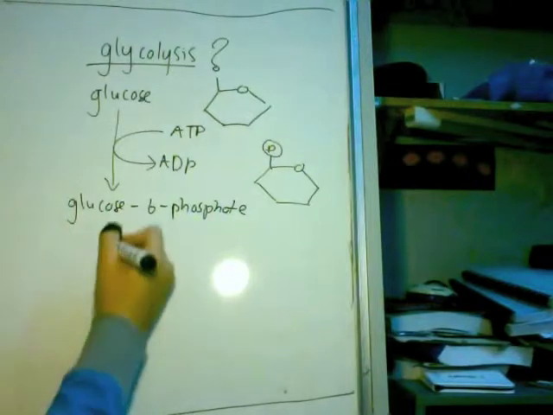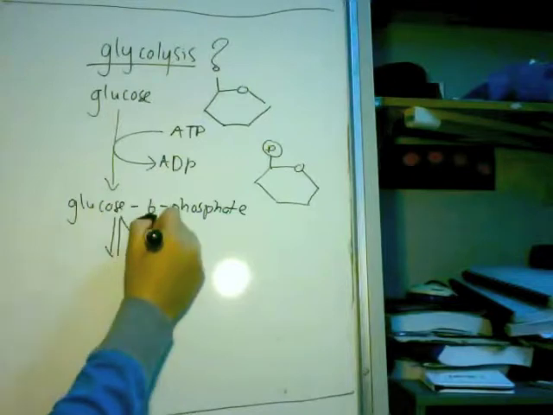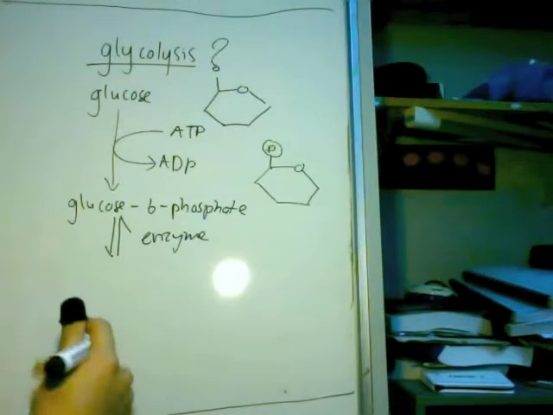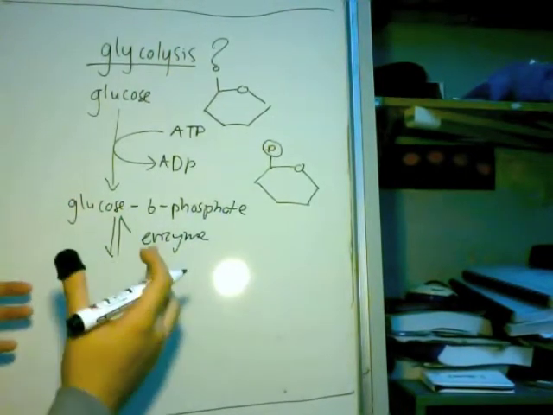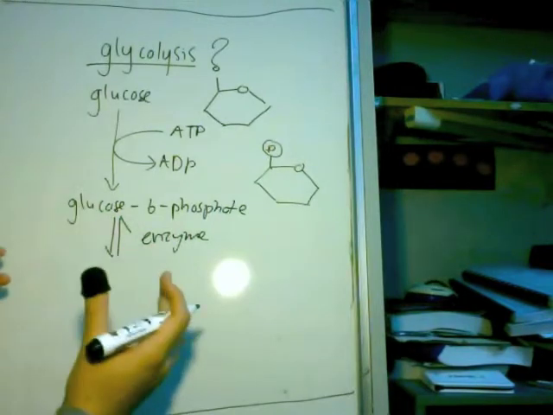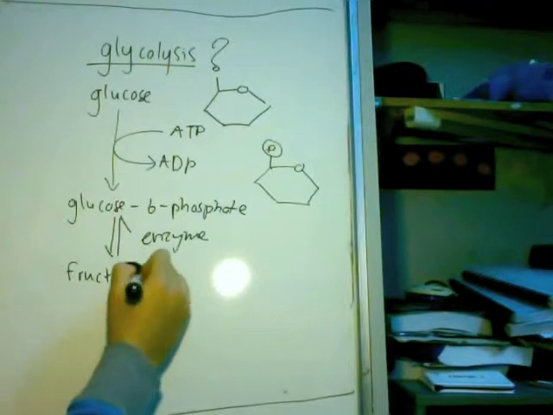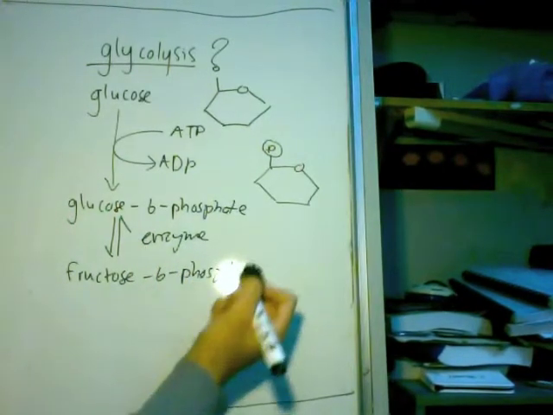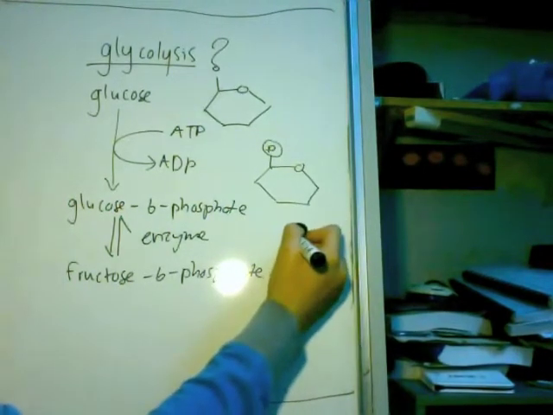Now, some sort of an enzymic reaction happens, where glucose 6-phosphate is altered into another shape of a sugar, which is known as fructose 6-phosphate, which I suspect looks something like this.